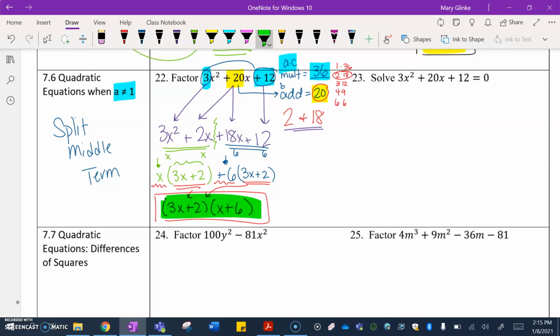Now, 23, once again, notice it's the exact same equation as the one before. So what I'm going to do is go ahead and take my factored form, because since it's the same equation, it's going to have to factor the same exact way.